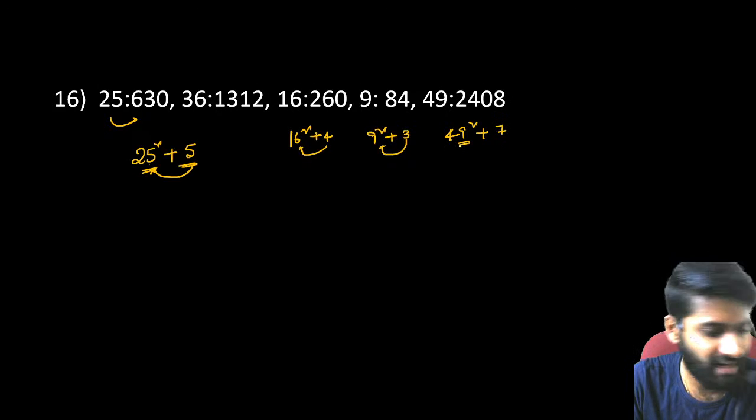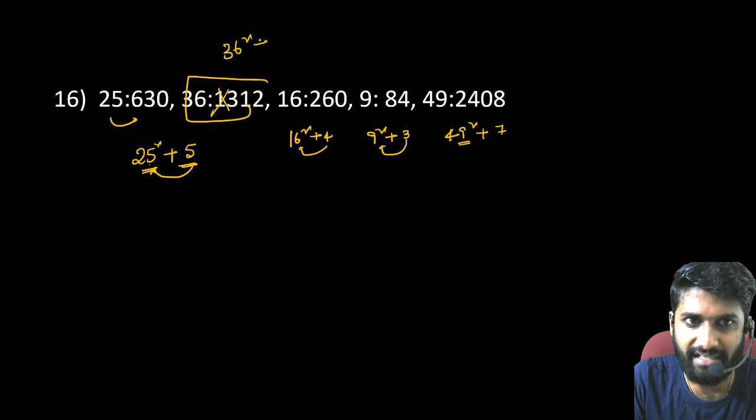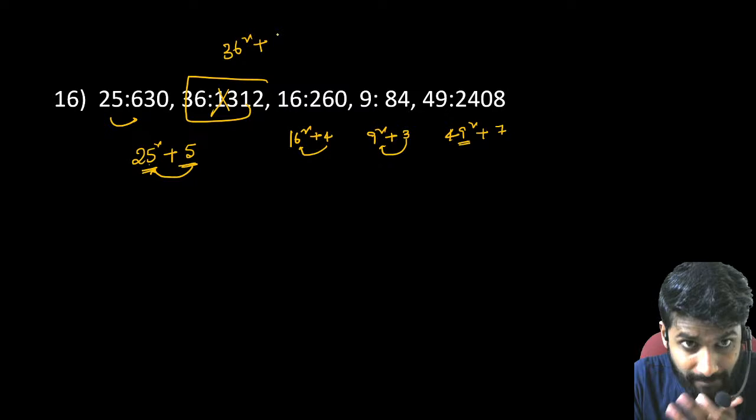Why? Because 9 square is 81. 1 is the units, plus 1 plus 7 is equal to... So this is the wrong answer. So the answer here is 36 square plus 6.